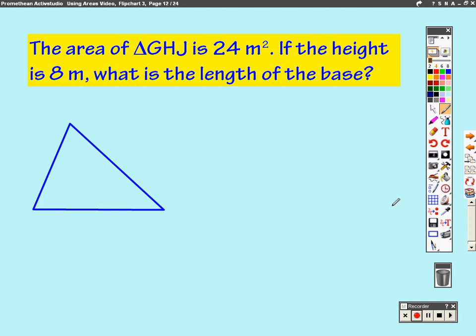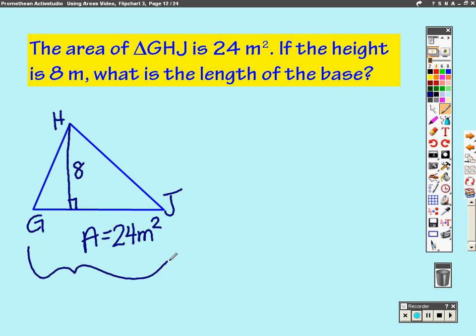So the area of triangle GHJ has an area of 24 square meters. And we know that the height is 8. So I'll drop an altitude and call that 8. What is the length of the base? So we already know the area and we're figuring out what our base is. What base would have given us an area of 24?